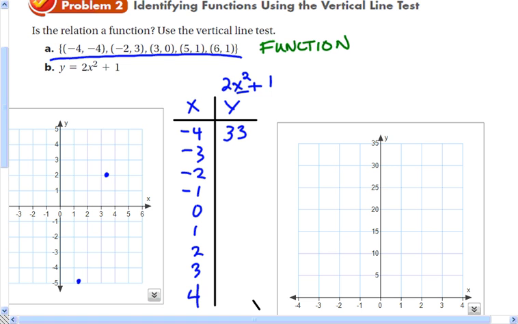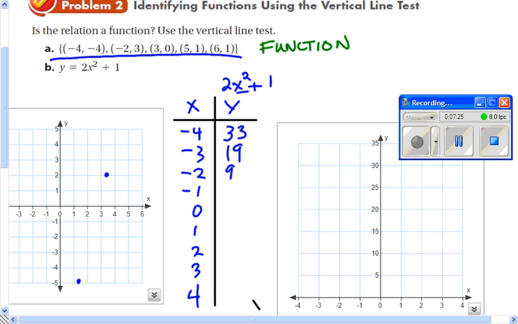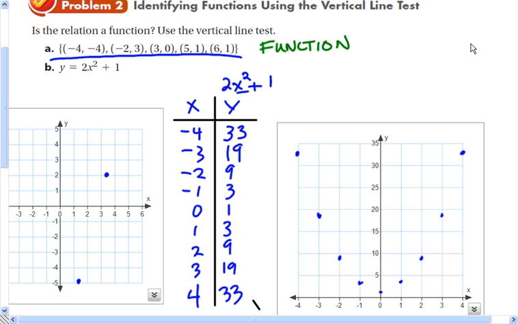-3 times itself is 9, times 2 is 18, plus 1 is 19. -2 times itself is 4, times 2 is 8, plus 1 is 9. I'm going to pause here. And so here's the function.